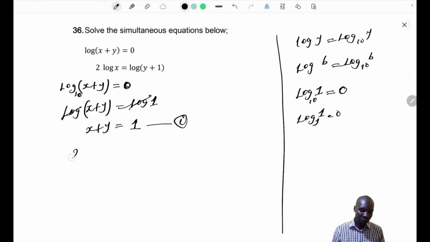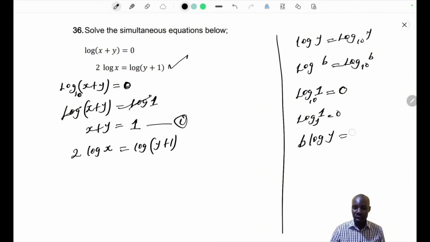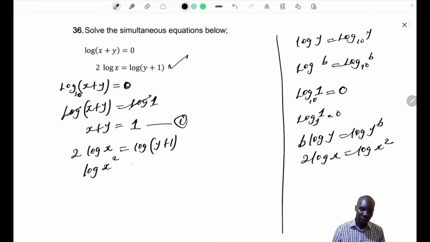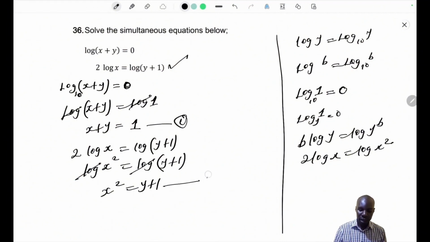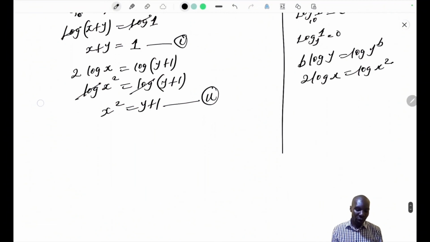Second equation, we have got 2 log of x should be equal to log of y plus 1. And we know that b log of y can be written as log of y to power b. So 2 log of x can be written as log of x squared. So we'll have log of x squared should be equal to log of y plus 1. So you must know that the log will cancel out. So we'll be left with x squared is equal to y plus 1. And this is our second equation.